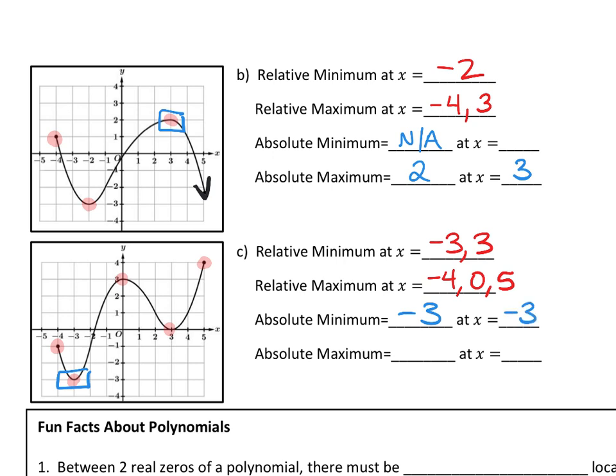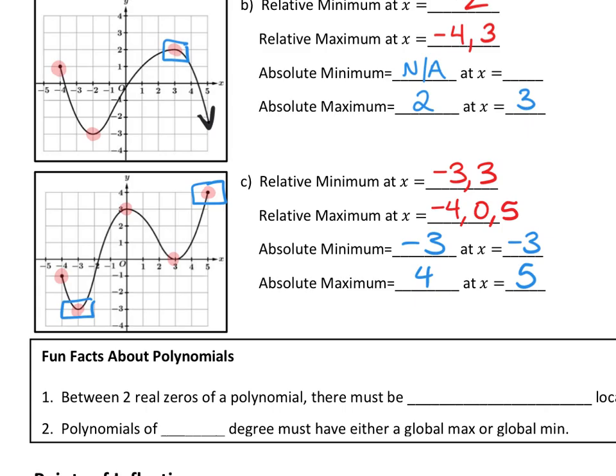And then I notice that this is the highest that it goes. How high does it go? 4 at what x value? 5. So your answers for absolute max and min should always also be on the list for relative maxes and mins. Because they're all relative and only one of them potentially could be the absolutes. Does that make sense? Okay.